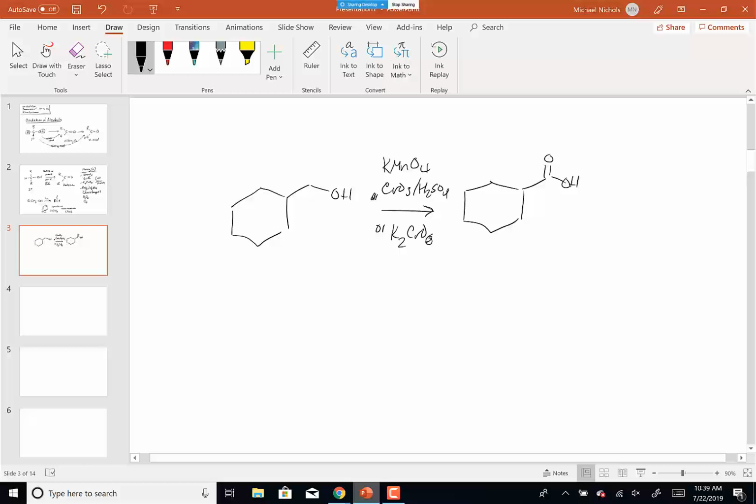Any of them will work. If you want to stop at the aldehyde, then you would just use PCC. Now, aldehydes can be oxidized by any of the harsh reagents as well as some of the milder ones.